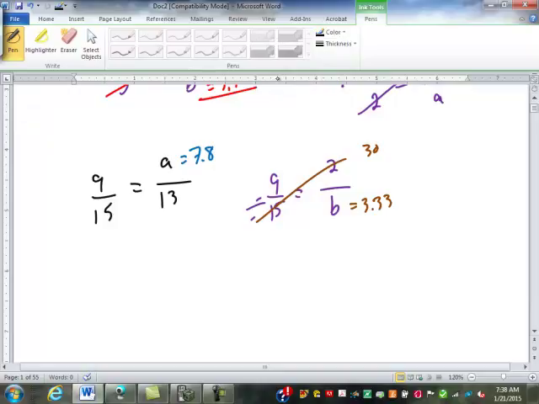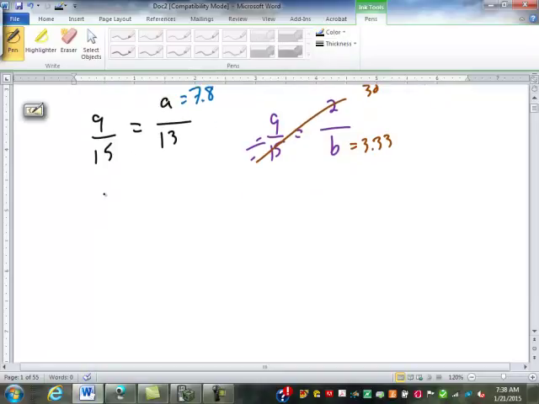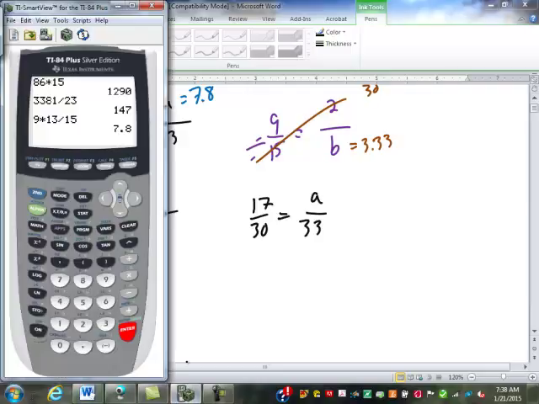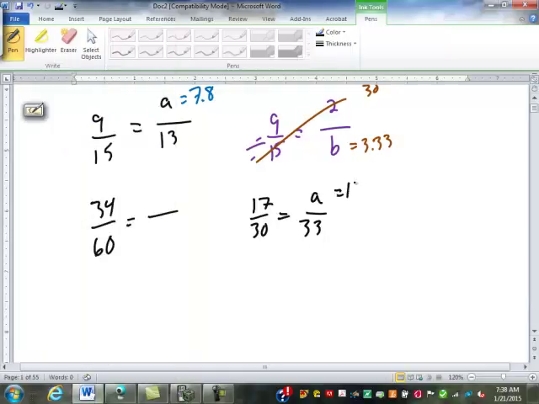Number 3, what's our pair of sides that have the length for both figures? 34 to 66. Good. That's simplified. Yeah, it simplifies to 17 over 30. A is going to go top, and it'll be over 33. So 17 times 33 divided by 30 is 18.7.